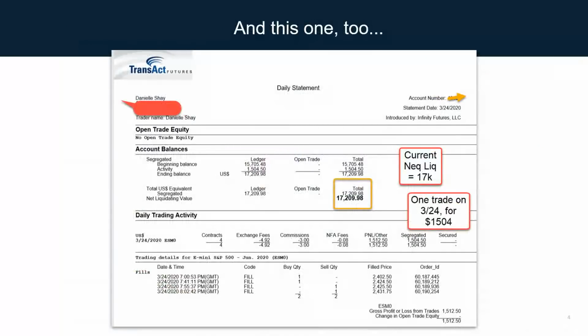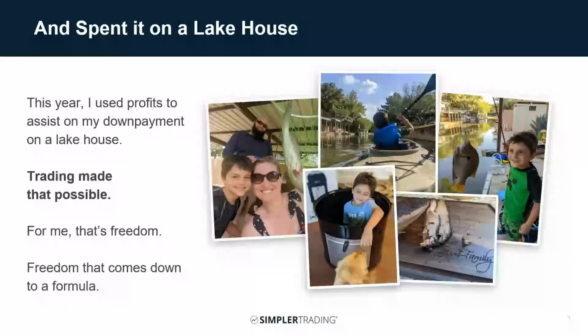And then here is another account. This is actually a futures account that I ended up trading from about $2,000. At the height, it was about 17K, and then I ended up cashing out about $10,000 of that. I went ahead and used that money to assist on a down payment for a lake house in the middle of this crazy pandemic.